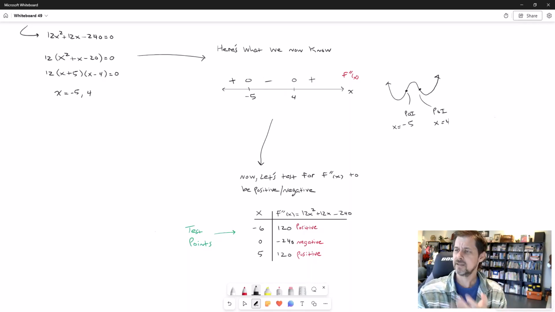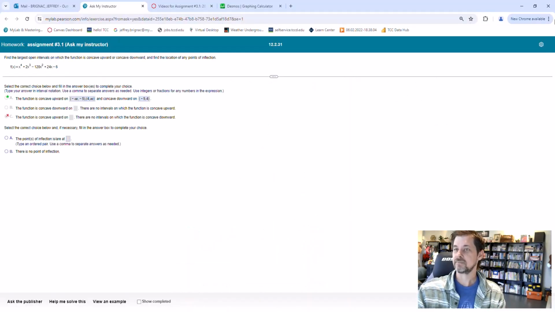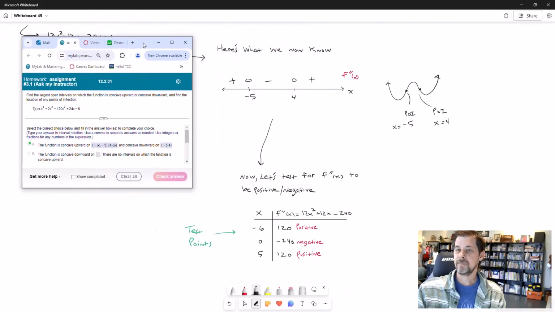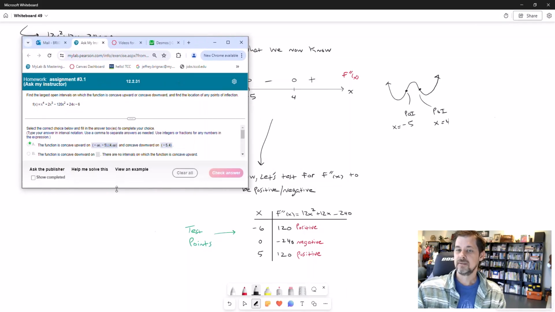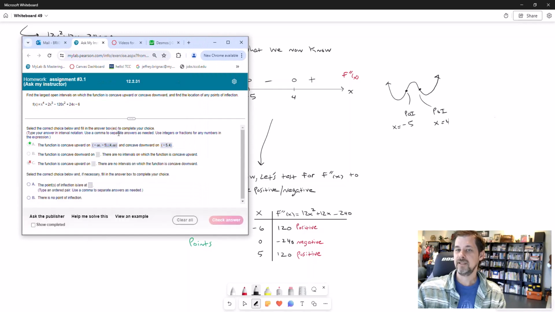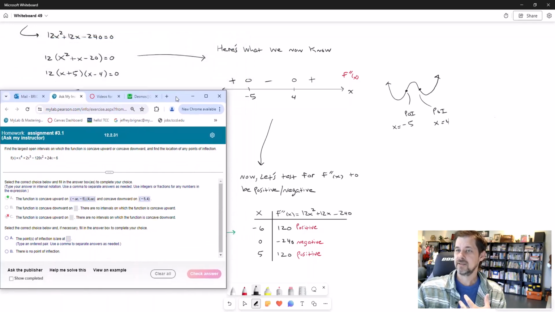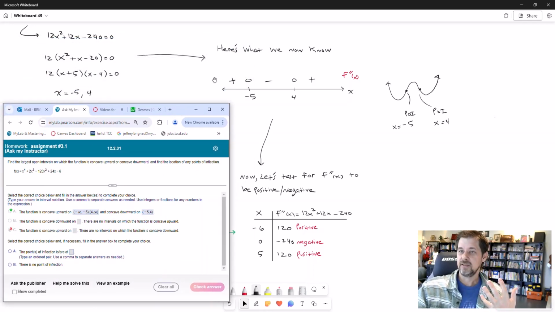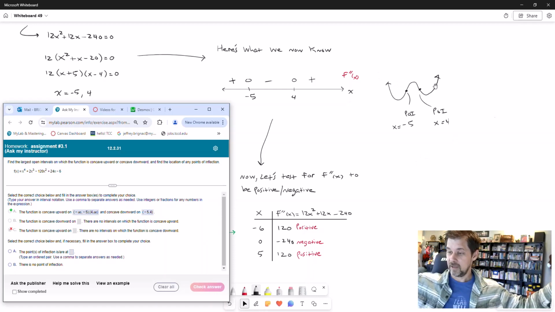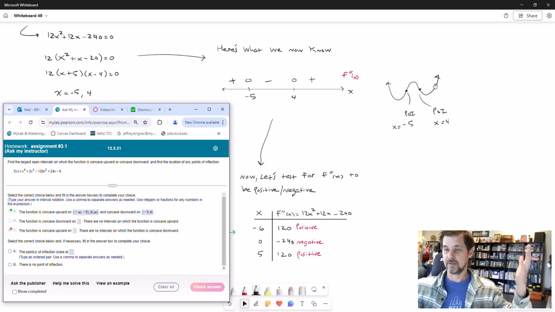Now, at this point, I think we have what we need to answer the question. So let's look back at this question. Okay. Where it says, select the choice below and fill in the answer boxes to complete your choice. Okay. Now, I see it as my function, my curve, is concave up until you get to -5. How do we express that? Here, we're going to use interval notation. Okay. So it's like this curve spans forever left and right. There's no beginning and no end.